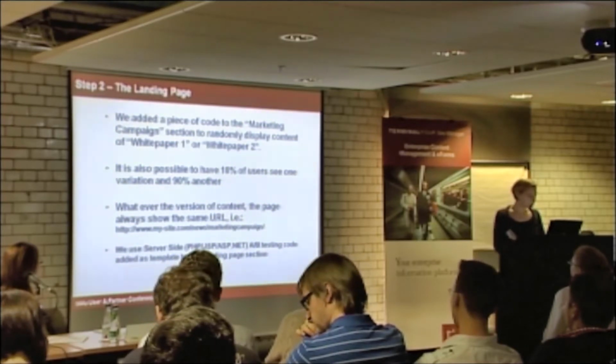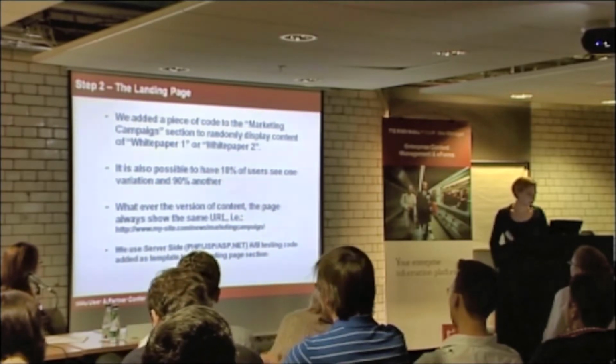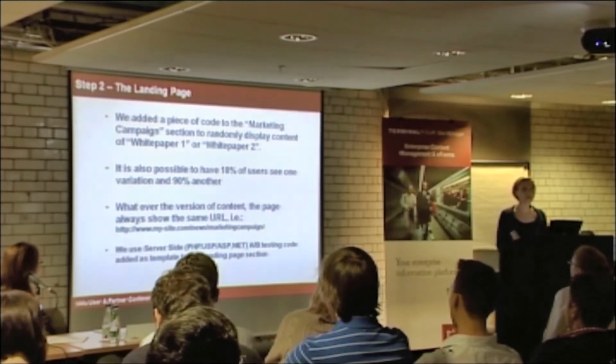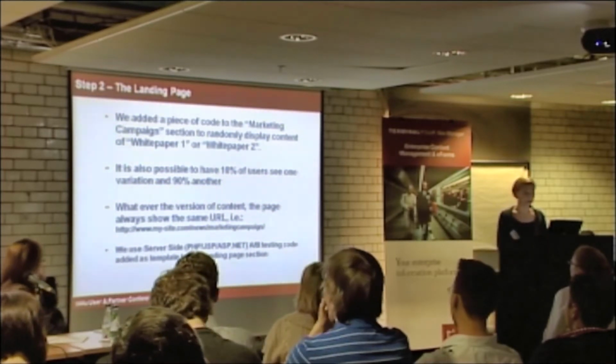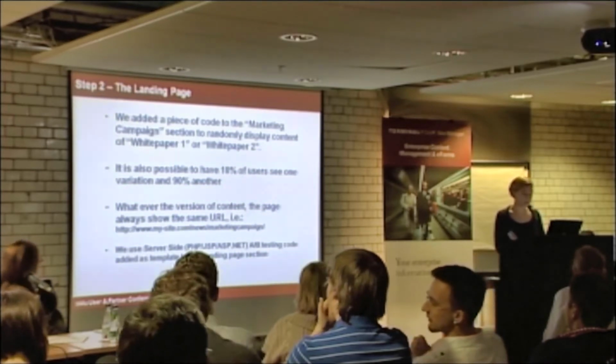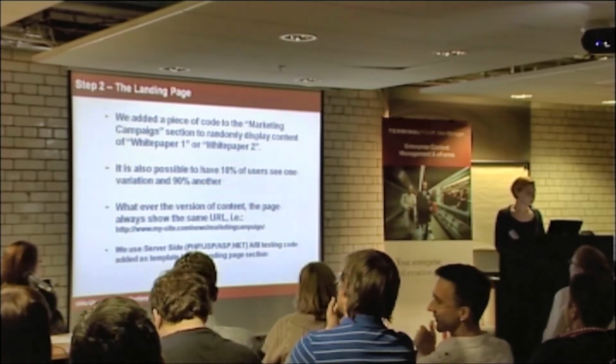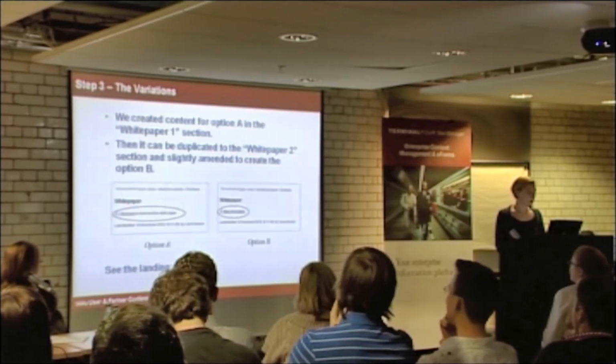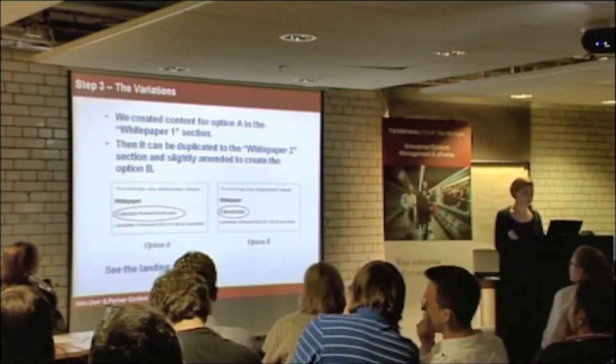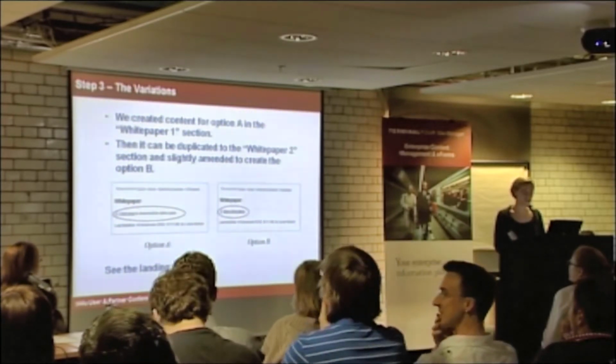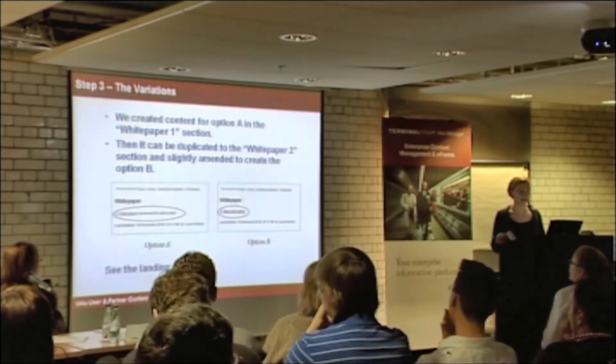And the code we use is a server-side A/B testing code. It's been added in a template, in a code-only template. So we've been using PHP for this one, but you could use JSP or any other server-side code. So now that we are set, we are ready to move to step 3, which are the variations of the content.